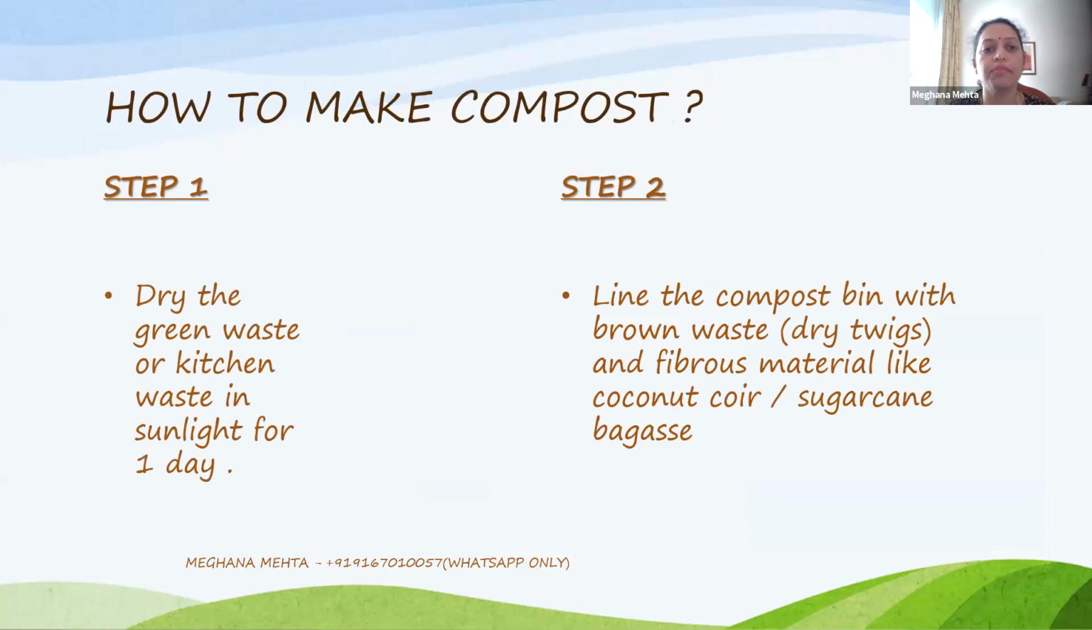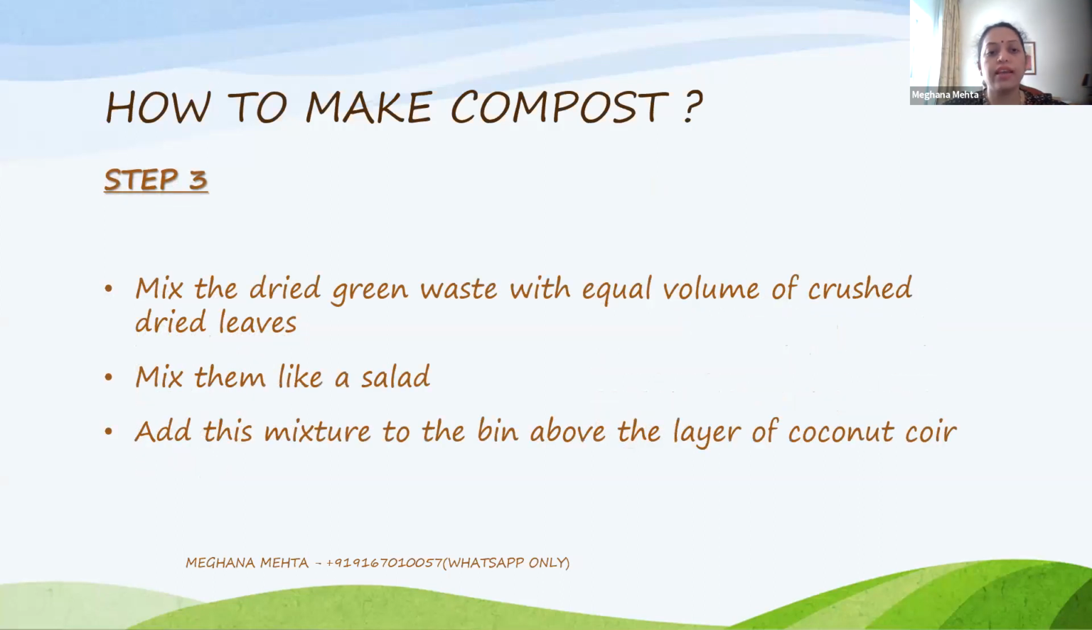Now we come to our main part of how to make compost. As you would have got from the introduction, first we need to dry the kitchen waste or green waste in sunlight for 1 day, preferably in an aluminum foil container or in a container that is lined with aluminum foil, so as not to attract the birds and dirty our place. Then we line the compost bin with brown waste, dry twigs or fibrous material like coconut coir, sugar bagasse, etc.